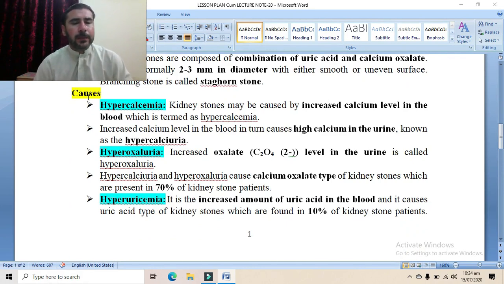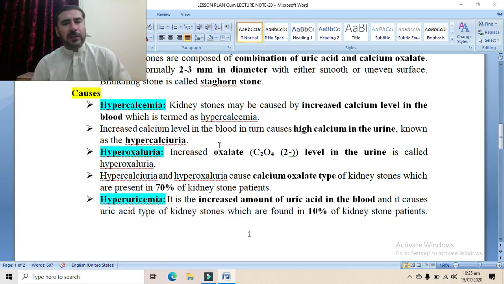So there are three major causes of urinary stones: hypercalcemia, hyperoxaluria, and hyperuricemia. Now we'll start from the first one, hypercalcemia. It is basically the increased calcium level in the blood, which is termed hypercalcemia.